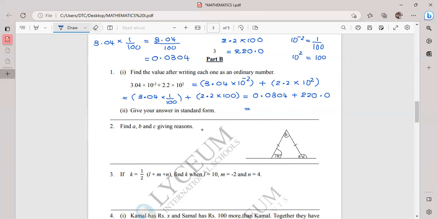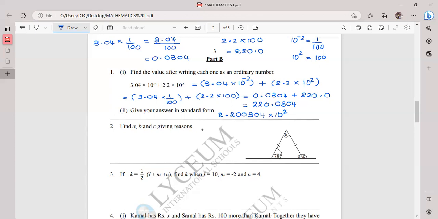So then I will write the answer here. It is 220.0304. Okay, then for part 2, you want to write this answer in standard form. So this becomes 2.200304 multiplied by 10 to the power 2, right?